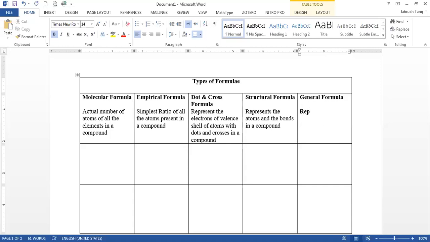So it actually represents the entire family of organic compounds by one specific formula. ठीक है, ये पूरी फैमिली ऑर्गेनिक कंपाउंड्स की एक स्पेसिफिक फॉर्मूला से बता देगा.